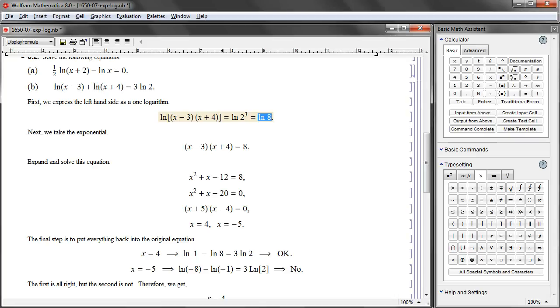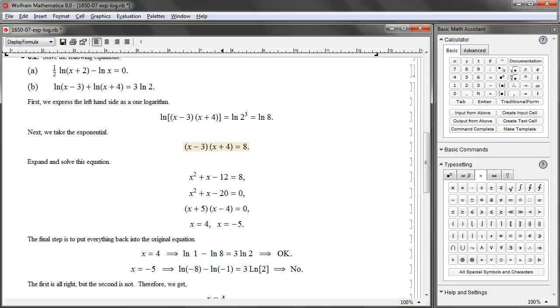Now what do we have? If we just disregard this middle part, we have log of (x minus 3) times (x plus 4) is equal to log of 8. We are ready to take the exponential of both sides. If I take the exponential, logarithm and exponential will cancel out, on both the left hand side and the right hand side. We'll just have an equation of the inside. (x minus 3) times (x plus 4) is equal to 8, and that's a quadratic equation.